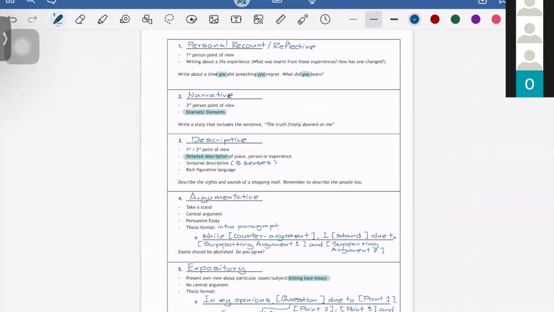Let me show the whole page to the online students first. Take a look at the next essay type. Look at the details that it has.